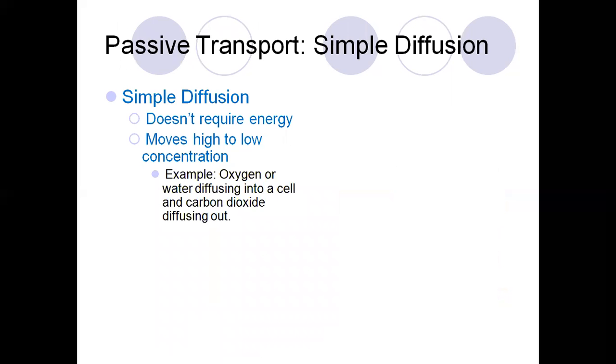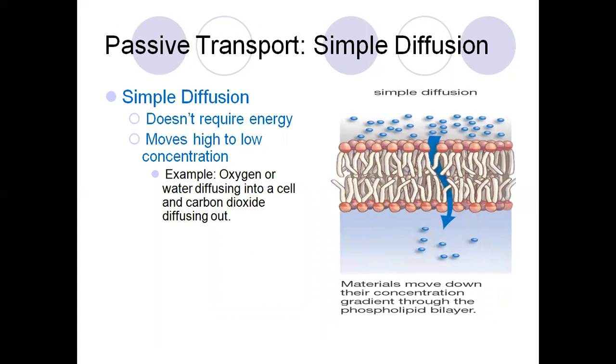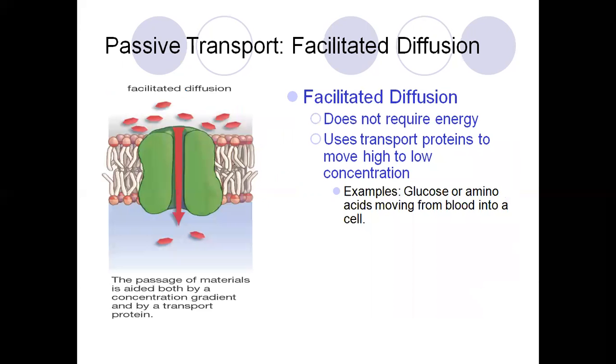So the passive transport, simple diffusion, doesn't require any energy. Material moves from higher to lower concentration, for example, oxygen or water diffusing into the cell and carbon dioxide diffusing out. So it does not require any energy. Simple diffusion in or out, we can call it passive transport by the plasma membrane.